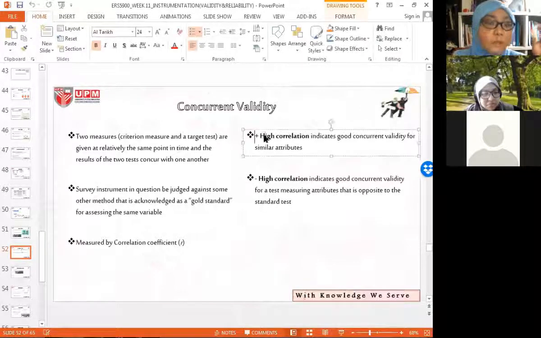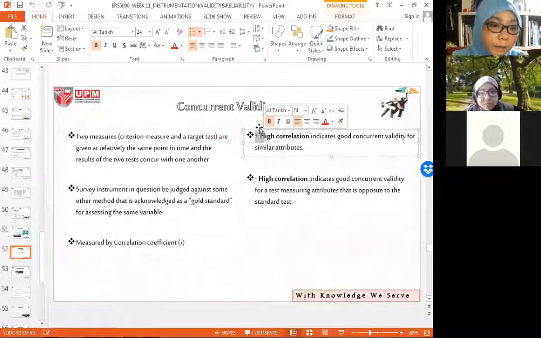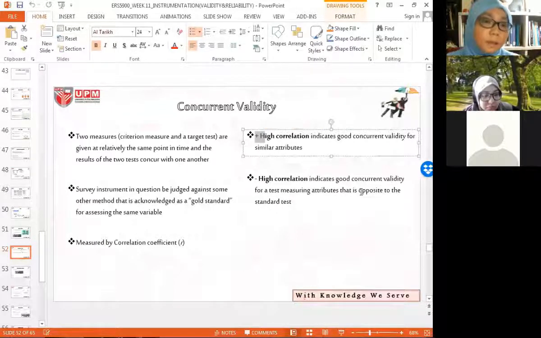Kalau positif ni maksudnya the attribute that you want to test tu positif lah. Kalau the negative but high, meaning that in terms of the validity, it present a good validity, but just the negative tu sebab apa? Sebab the attribute yang you want to test ni negative actually. Negative behavior. Faham concurrent? Faham?